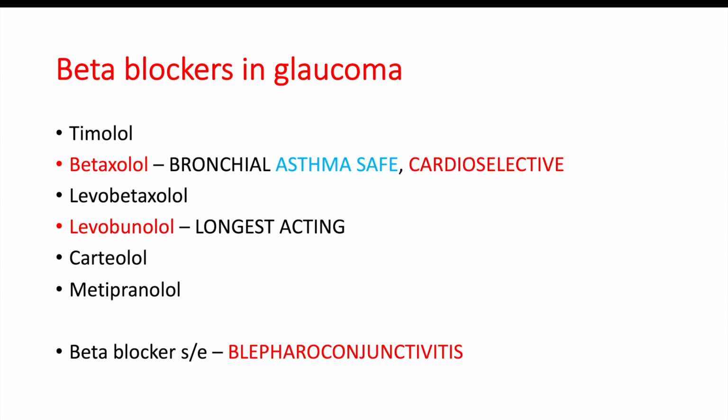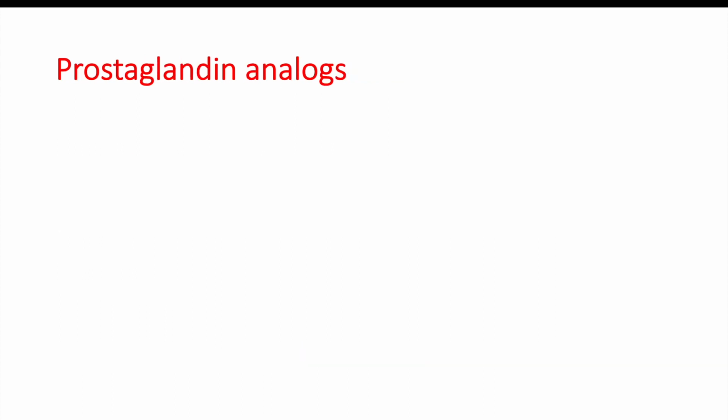So beta blocker, what are the side effects? First, beta blocker can cause bronchoconstriction, it can precipitate or exaggerate bronchial asthma, it can cause blepharoconjunctivitis, etc., as well as stinging of the eye.